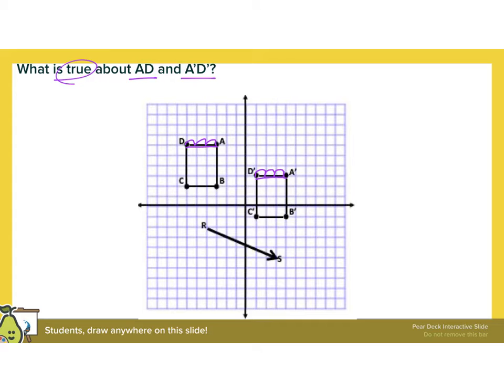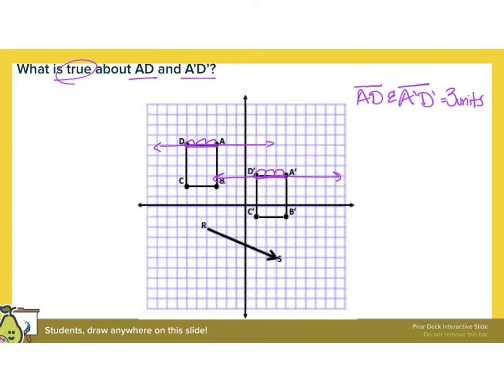So on my paper, I will write AD, and we actually need to put a little line segment on top of it, and A prime, D prime equal 3 units. They're both 3 units. Something else, though, that we want to pay attention to is that these line segments are parallel.